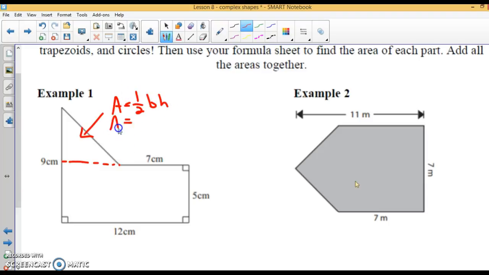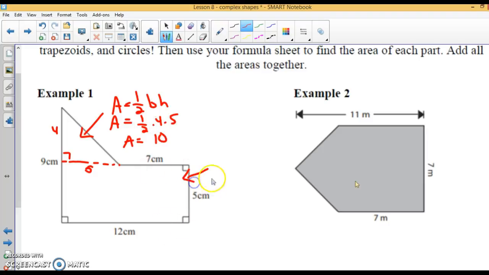So the area of that shape, the base, well, let's see, this is 12 and this is 7. So wouldn't this red line have to be 5? This is 5 and this is 9. So wouldn't from here to here have to be 4? And our base and our height meet at a right angle. So 1/2, 4 times 5. So the area of that triangle is going to be 10.